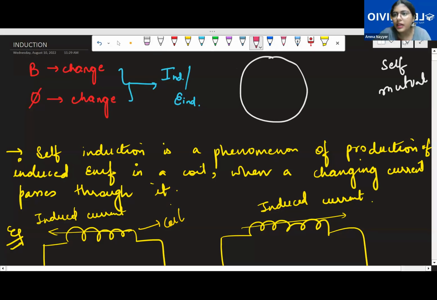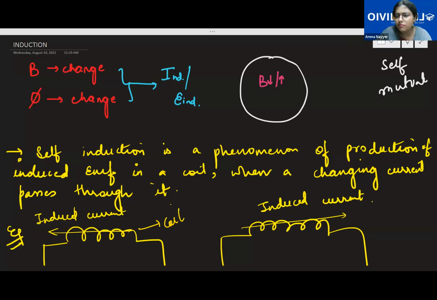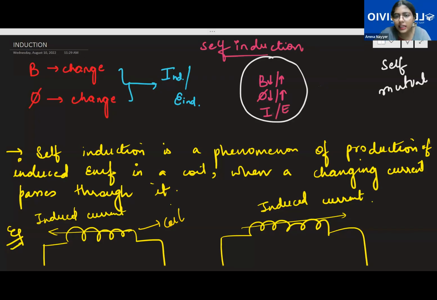Let's say we have a coil over here. Now, in this coil, the magnetic field changes, increases or decreases. Flux increases or decreases. Flux changes, magnetic field changes. So there is an induced current and induced EMF. When this change occurs and the induced EMF and induced current occur in the same coil, we call it self-induction. So the induced current or induced EMF will be here within the same coil.